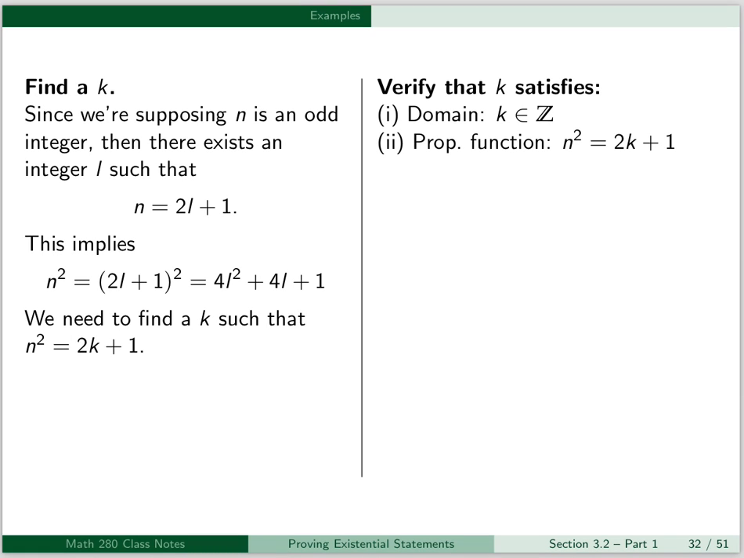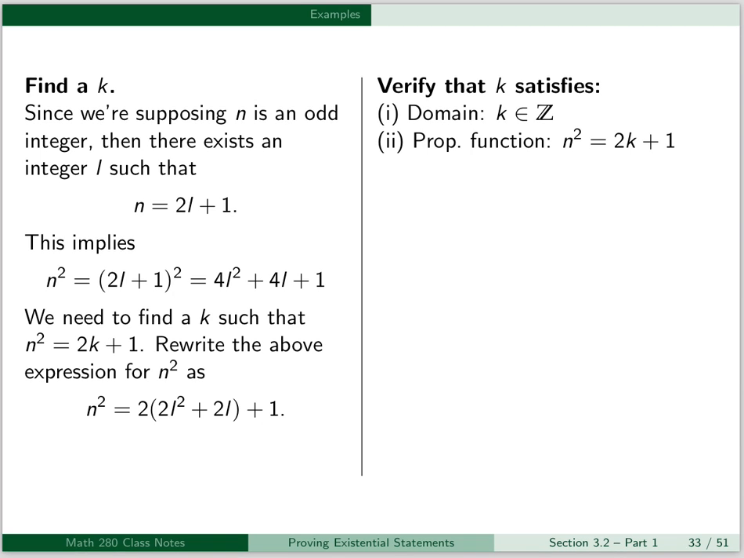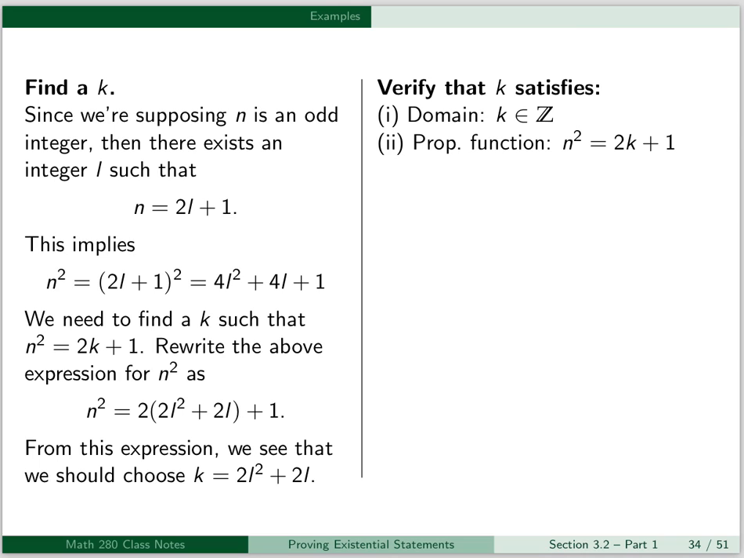Now we need to find a k such that n squared equals 2k plus 1. If we rewrite the above expression for n squared as 2 times the quantity 2L squared plus 2L, plus 1, from this expression we see that we should choose k to be 2L squared plus 2L. So we've now found our example k, and so we're ready to go over into the right-hand column and verify our two conditions.